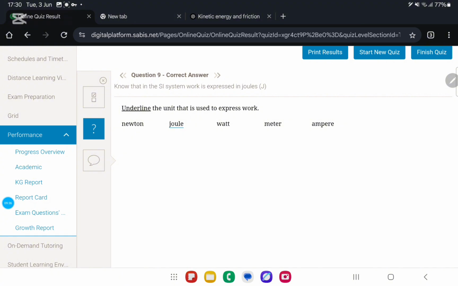Underline the unit that is used to express work. Joule. Guys, just a quick reminder: in the exam, if they ask you the unit, write joule. Last week I made a mistake and I wrote J instead of joule, and that was the only mistake I made. So don't do that. When they ask you for the unit, always put joule. But if they ask you for the symbol, write J. Every time they ask you for the unit, it's joule, the entire word.